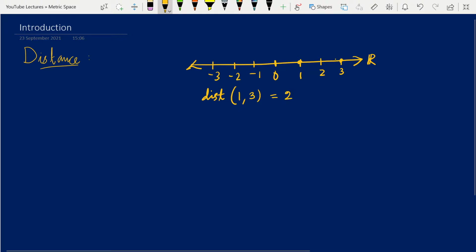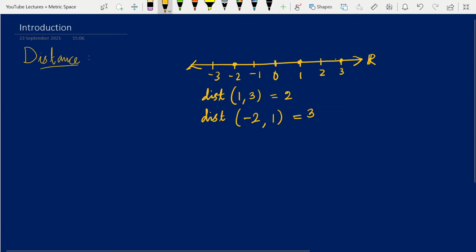Similarly, if I ask you the distance between -2 and 1, what is the distance? Again, you know this. Take this point and take this point. So how many gaps are there? 3. You know this answer.